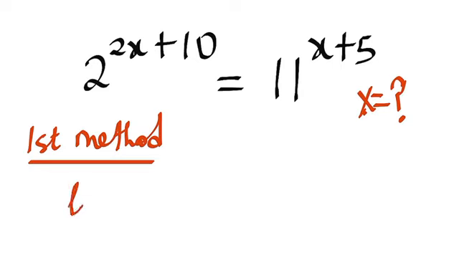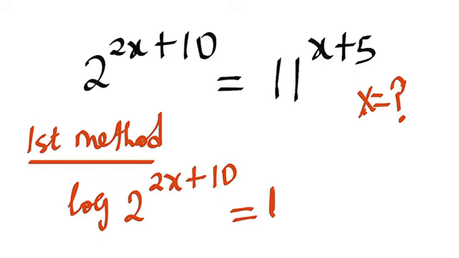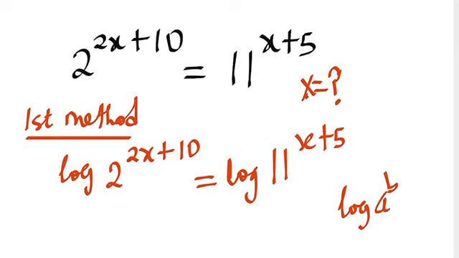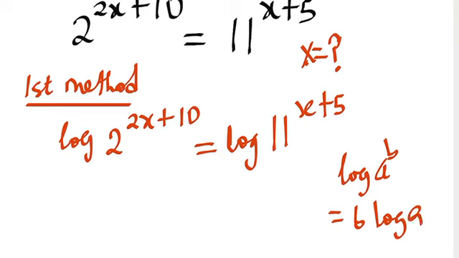So I'm going to have log of 2 to the power of 2x plus 10 equals log of 11 to the power of x plus 5. Okay, so now from the log of indices, when you have something like log a to the power of b, this b will have to come down. This becomes b log a. Understood? So that's what we're going to apply here.